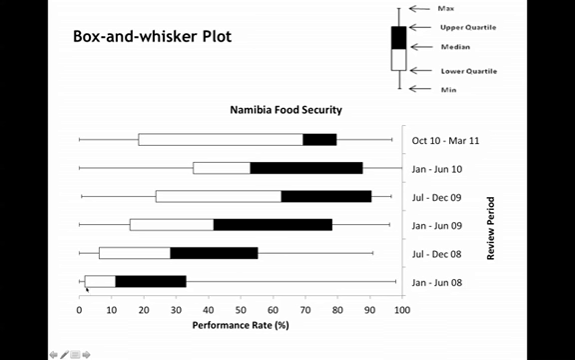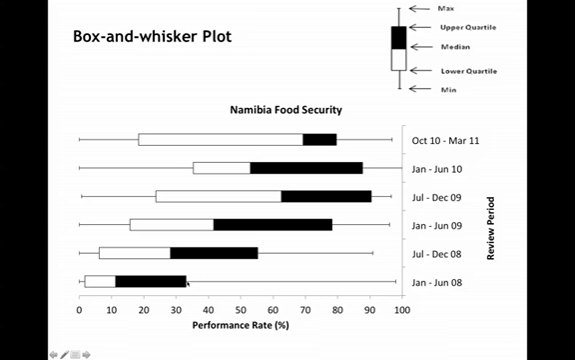At the start of the box, at the white end right here, we have the lower quartile, which is also the 25th percentile. So 25% of the scores fall below that value and 75% of the scores fall above that value. The middle of the box, which separates the white and the black, is the median, so 50% of the values fall below and 50% of the values fall above.